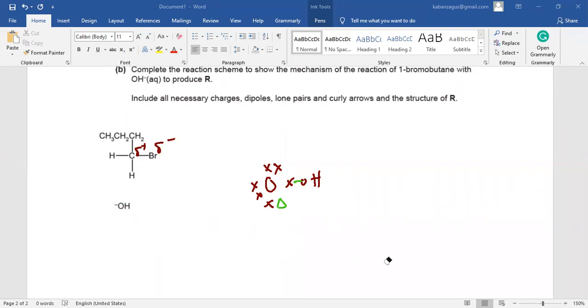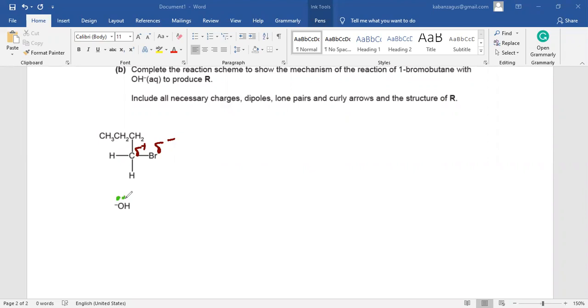Okay, so now since you are required to include the charges, dipoles, and lone pairs, right? We already have the dipoles, which are delta plus and delta negative over here. And then we have charges over here, so you have -1 charge. And then you also need to show the lone pairs. So in order to be eligible for the complete mark, you need to show the lone pair of electrons.